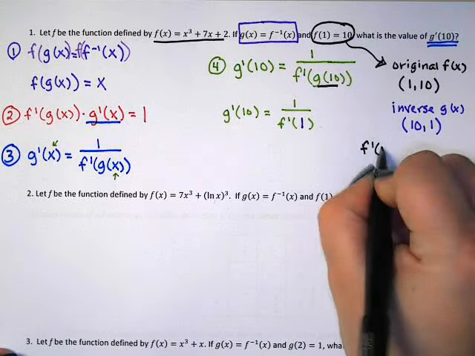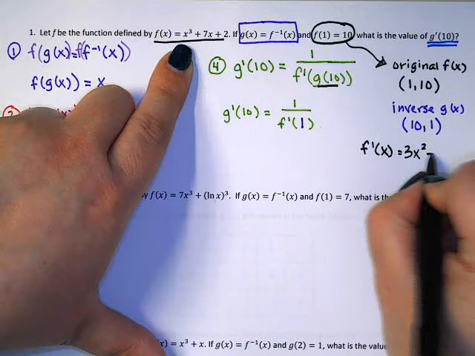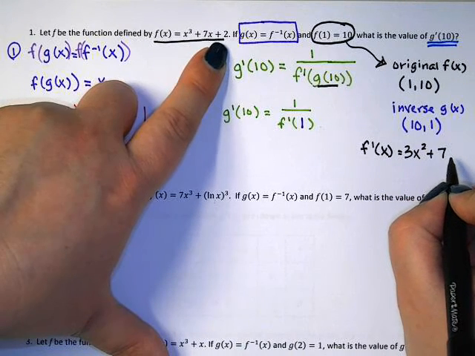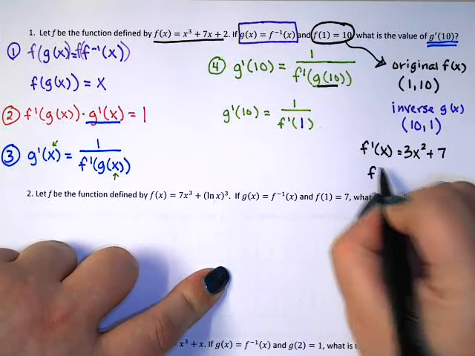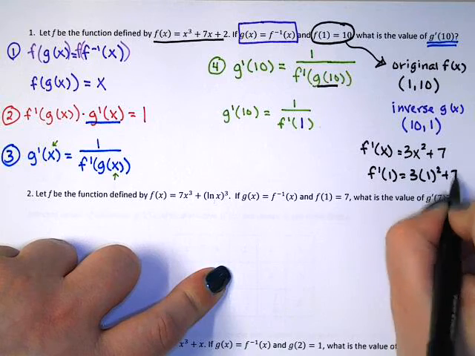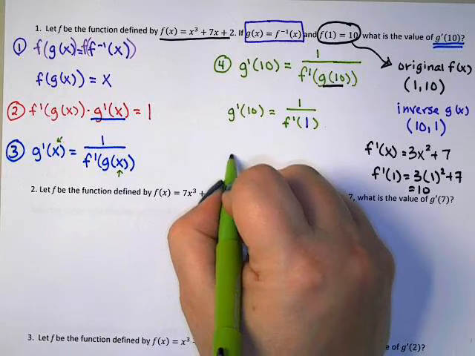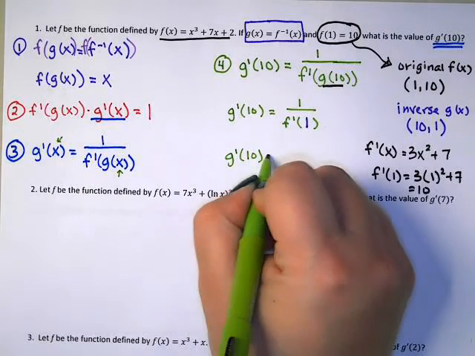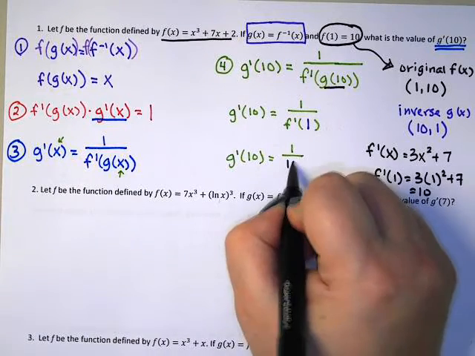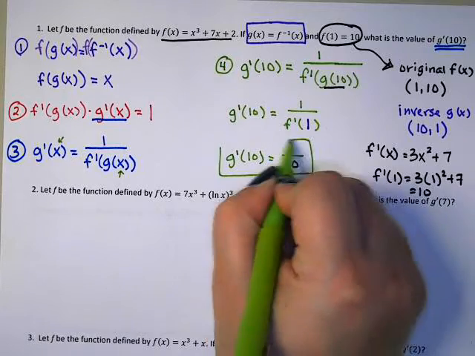So f prime of x is going to equal 3x squared plus 7, and then the derivative of 2 is 0. So if I want f prime of 1, that's going to be 3 times 1 squared plus 7, so it's going to be 10. That means then that g prime of 10 is going to equal 1 over f prime of 1, which was 10. So this is my answer there.